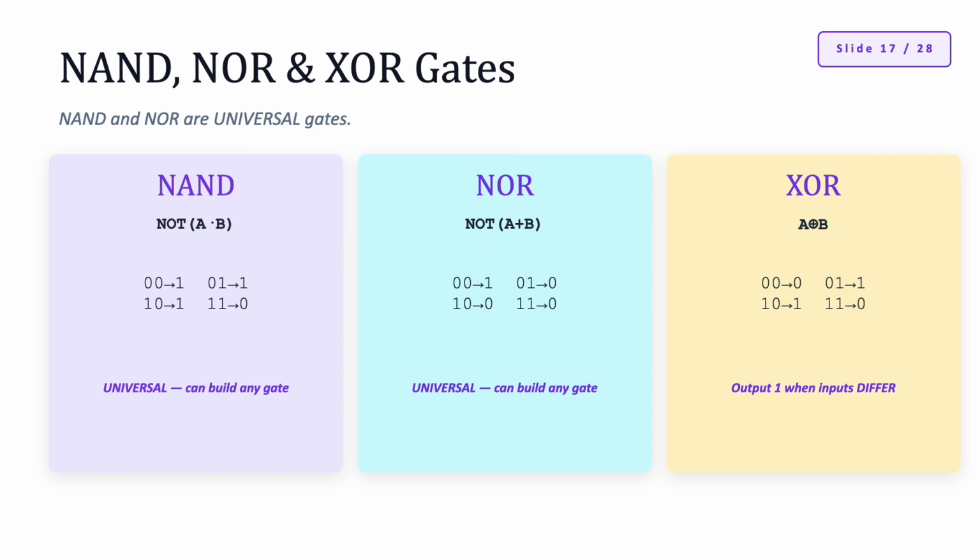NOR is not OR. It is an OR gate followed by NOT. Output is 1 only when both inputs are 0. Truth table: 001, 010, 100, 110. NOR is also a universal gate. XOR, exclusive OR, outputs 1 when inputs are different. Truth table: 000, 011, 101, 110. Think of XOR as one or the other, but not both.